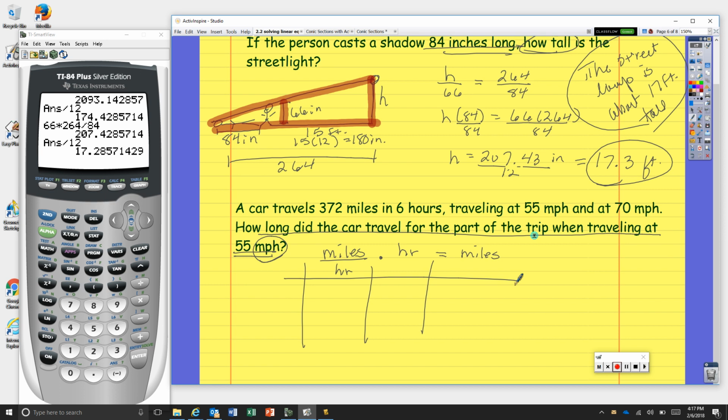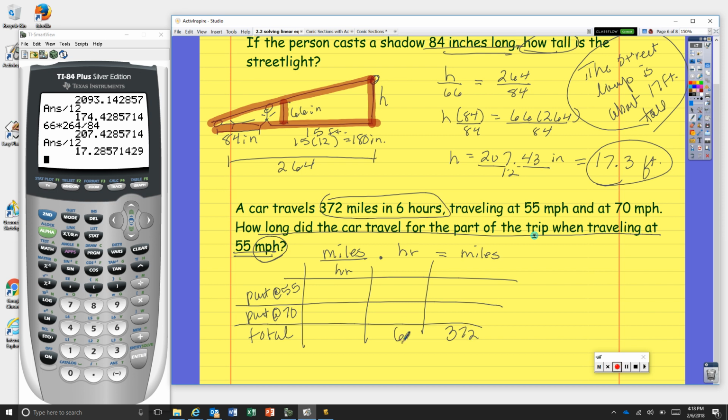I have two parts of the trip. I have the part at 55, and I have the part at 70. 372 miles in 6 hours. Is that at any particular part, or is it the total trip? It's the total trip, so I also need a total. So I have 372 miles total in 6 hours. 55 miles per hour, so that's 55. 70 miles per hour, so that's 70.